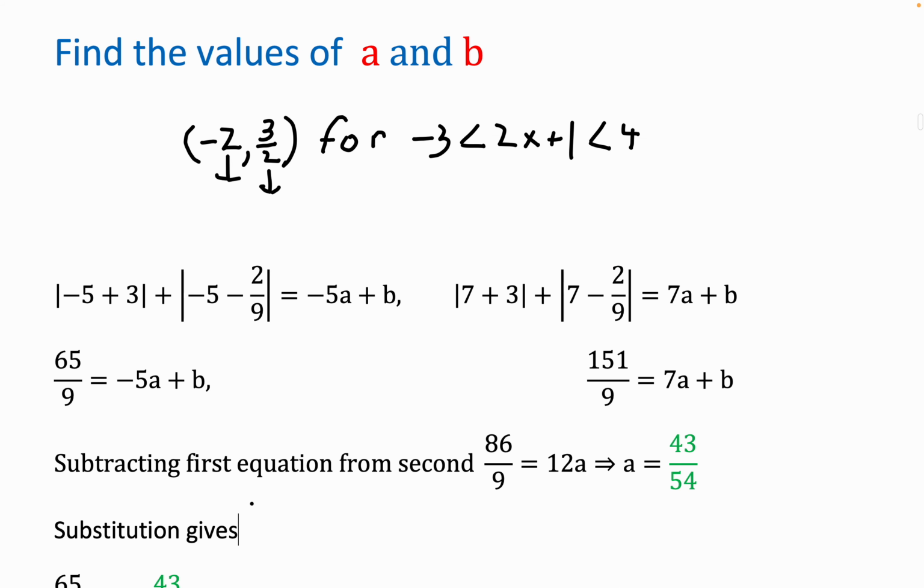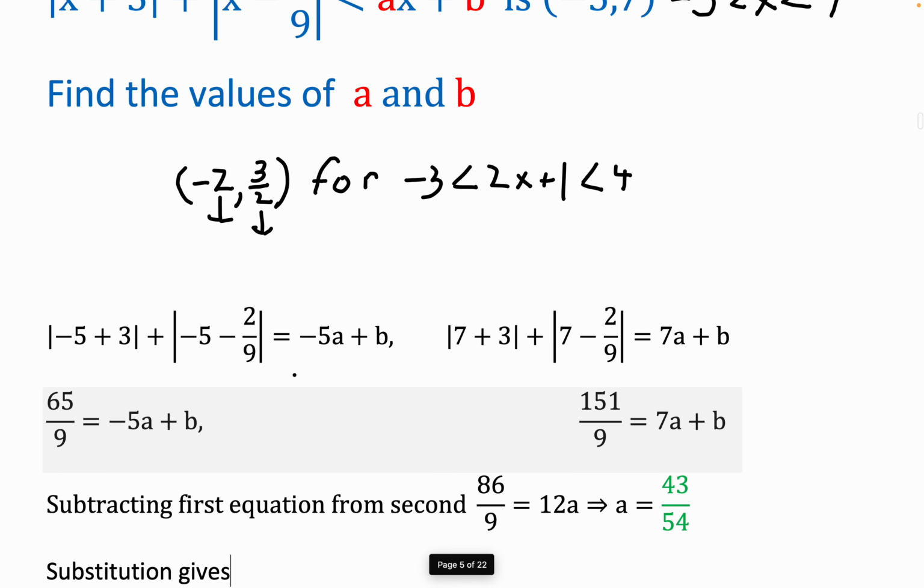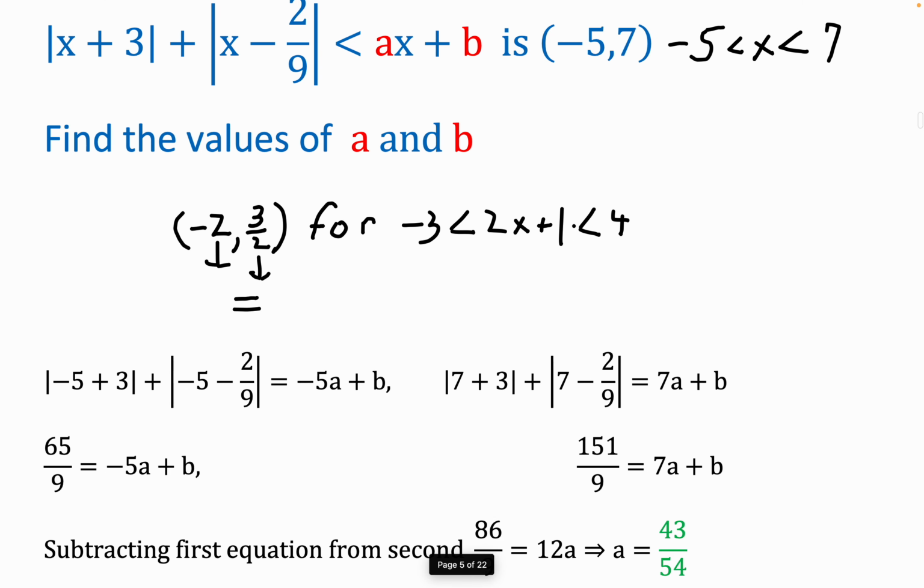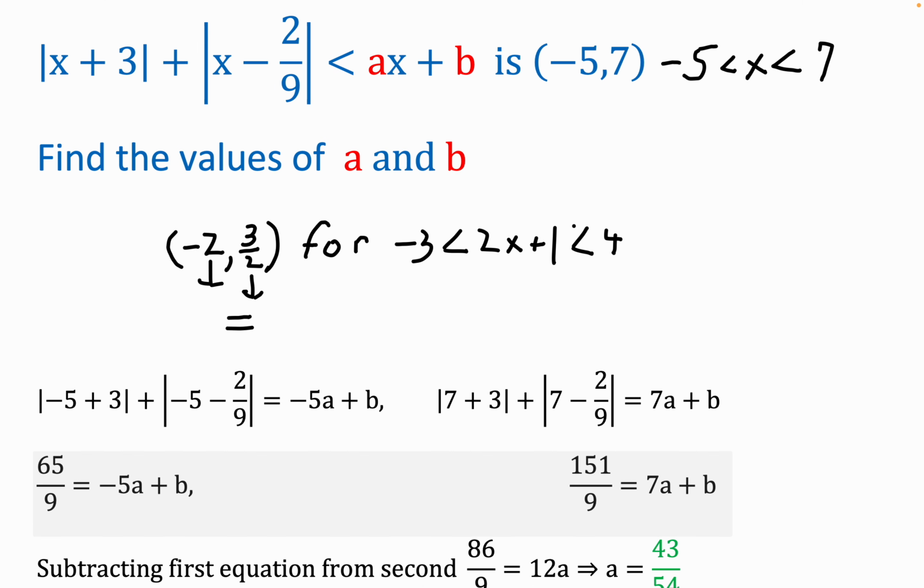So, in other words, the endpoints imply an equality condition. Instead of less than, it would be less than or equal to. So that's what we're going to do in this problem. We're just going to take advantage of that equality condition that's implied by the inequality. You'll notice here we're given minus 5 and 7 as the solution interval. We're defining a and b.